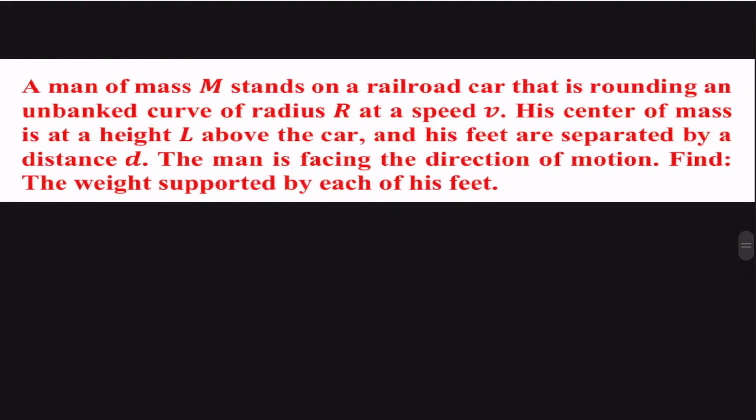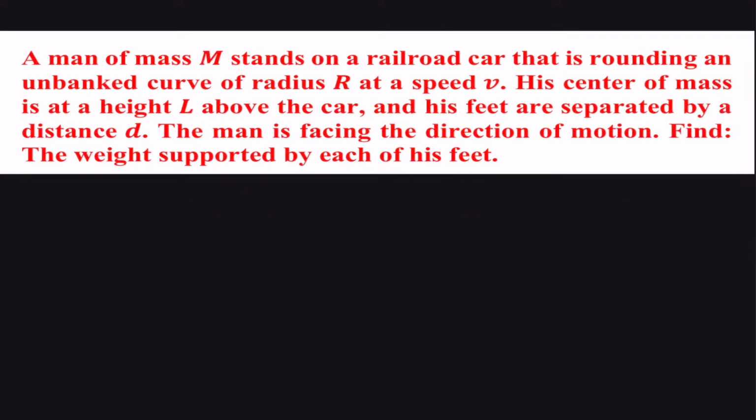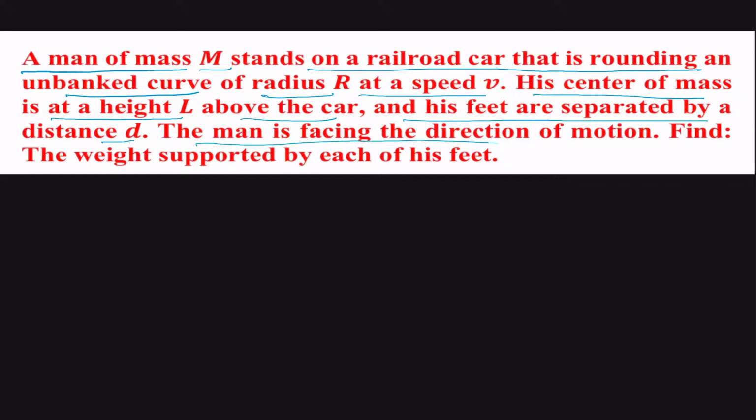It states that a man of mass m stands on a railroad car that is rounding an unbanked curve of radius r at a speed v. His center of mass is at a height L of the car. His feet are separated by a distance d. The man is facing the direction of motion. Find the weight supported by each of his feet.